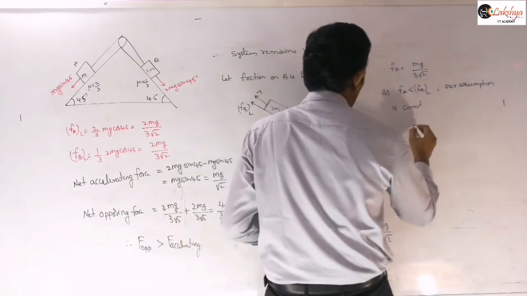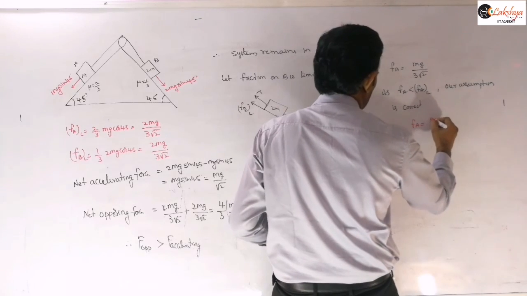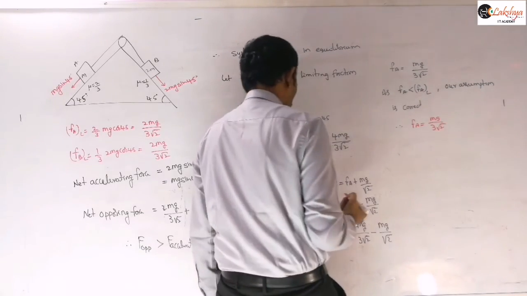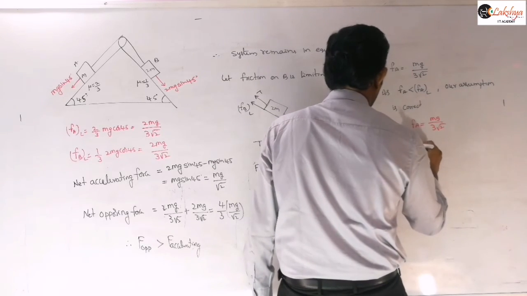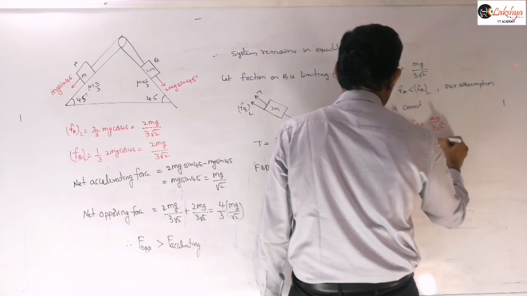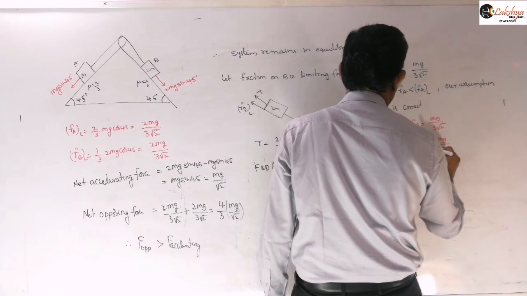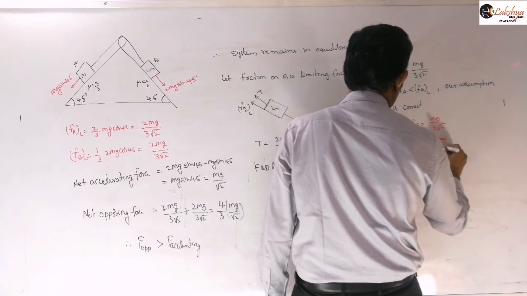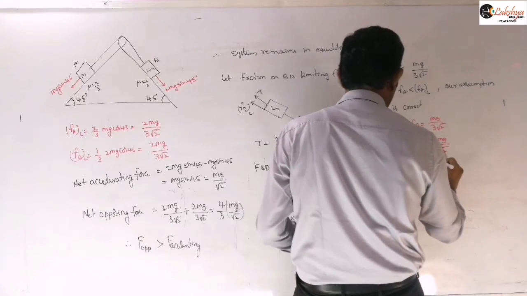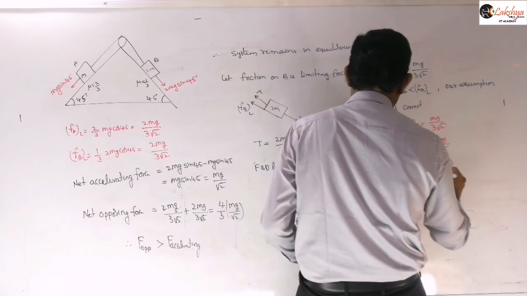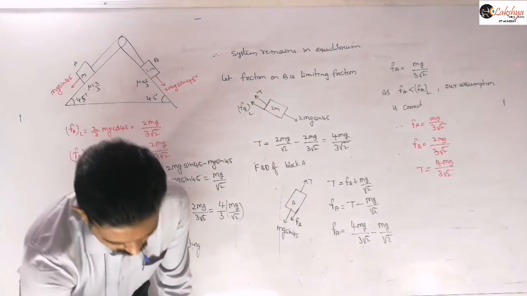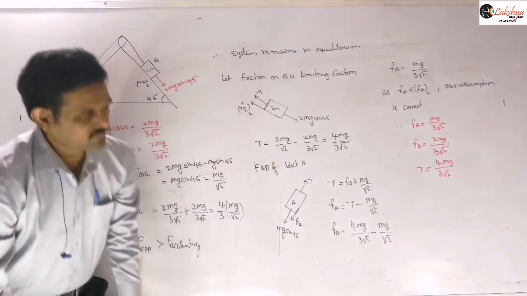Therefore finally you can conclude our values. The F_A value is mg by 3 root 2, and the F_B value is limiting friction, which is 2mg by 3 root 2, and the tension in the string is 4mg by 3 root 2. So these are the corresponding values for us.